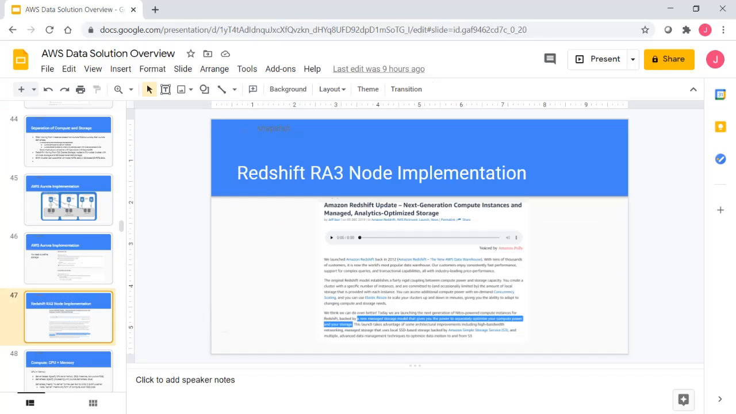And you can see here, it basically says the RA3 nodes utilize a new managed storage model that gives you the power to separately optimize your compute power and your storage. So this is the same subject we have been talking about.